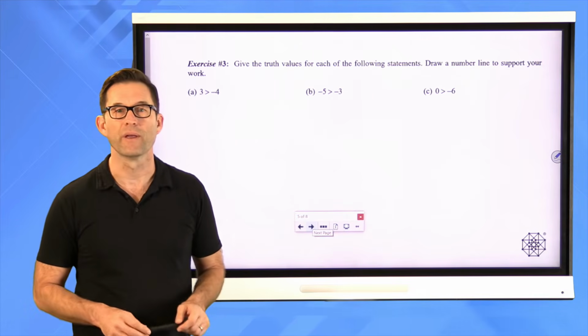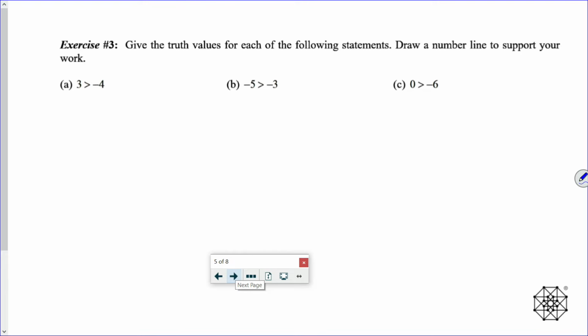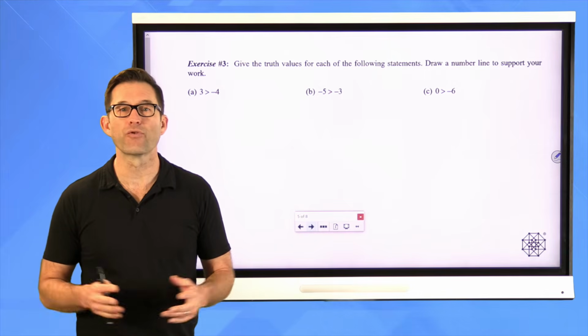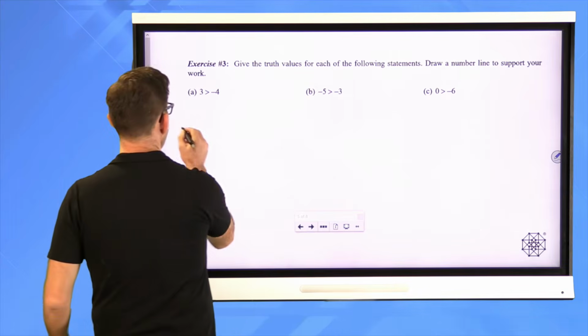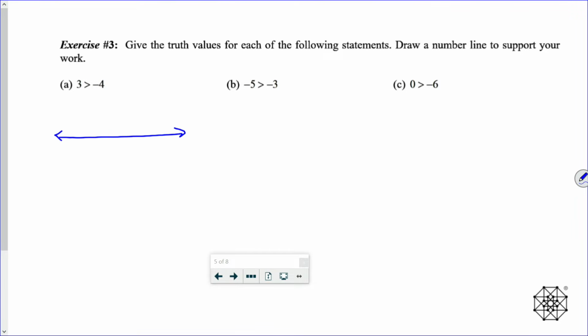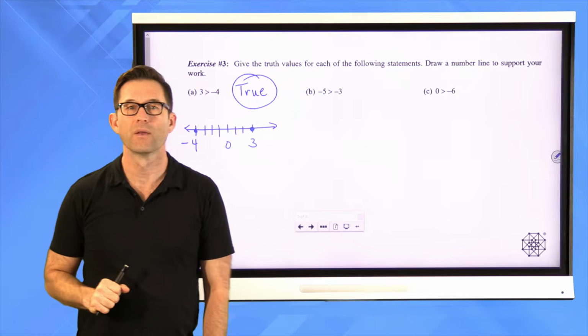So exercise number 3. Give the truth values for each of the following statements. Draw a number line to support your work. All right, so for instance, letter A, 3 is greater than negative 4. If I thought about that on a number line, if I sketched out a little number line, with maybe 0, 1, 2, 3, here would be my 3, 1, 2, 3, 4, here would be my negative 4. 3 lies to the right of negative 4, so I can say that's true.